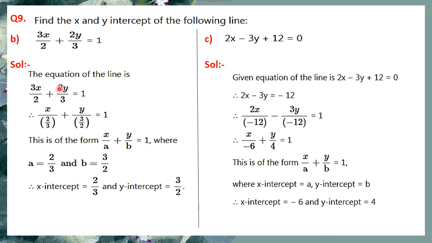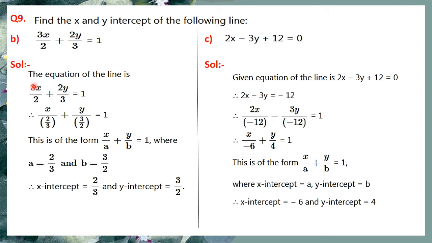Find the x and y intercept of the following lines. We'll take questions B and C. Question B: 3x upon 2 plus 2y upon 3 is equal to 1. We compare this equation with x upon a plus y upon b is equal to 1 by making the coefficient of x and y as 1.